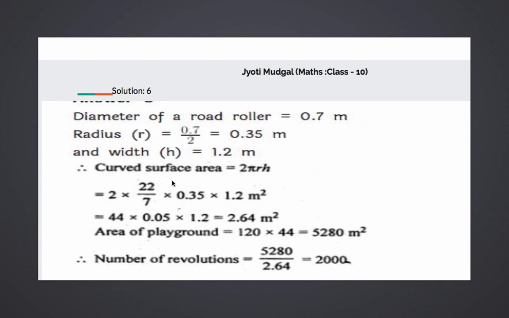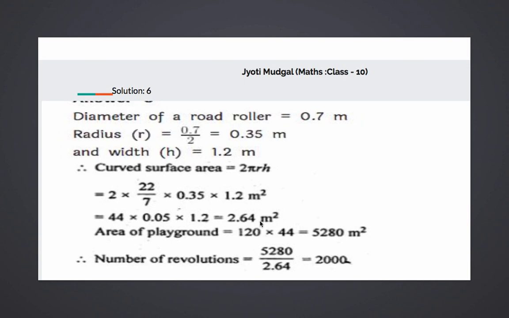So firstly, I'll calculate the curved surface area of the cylinder, because that is the area which the cylindrical road roller will cover after taking one revolution. In one complete round, this is what the road roller will cover. Clear? Why have I taken curved surface area as that part? Okay, so 2 pi is 22 upon 7, radius r is 0.35, into height 1.2. Substituting all the values, I'll be able to calculate the curved surface area of the road roller.